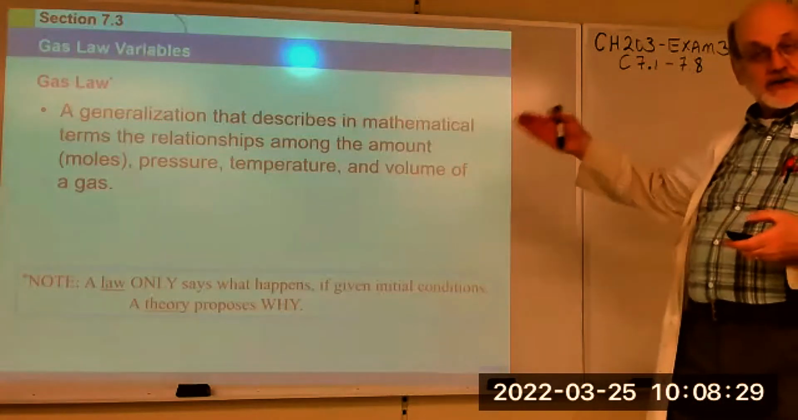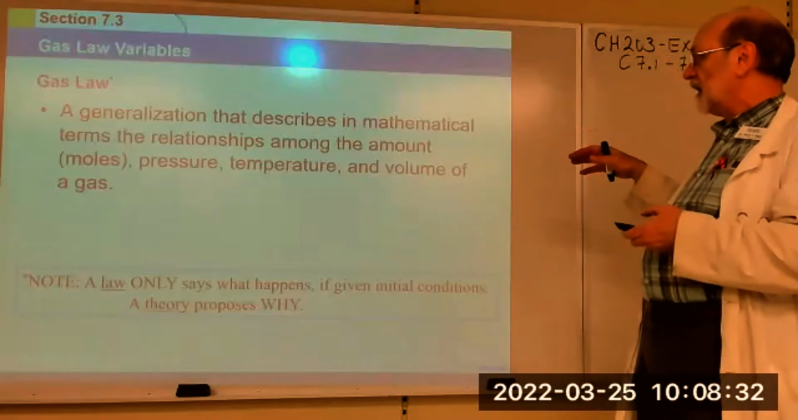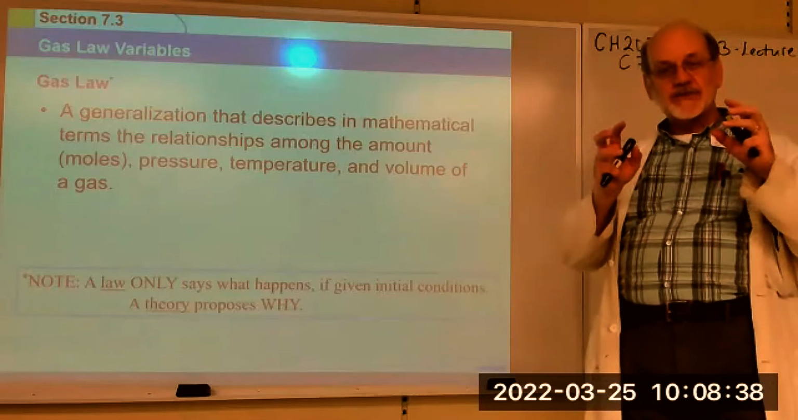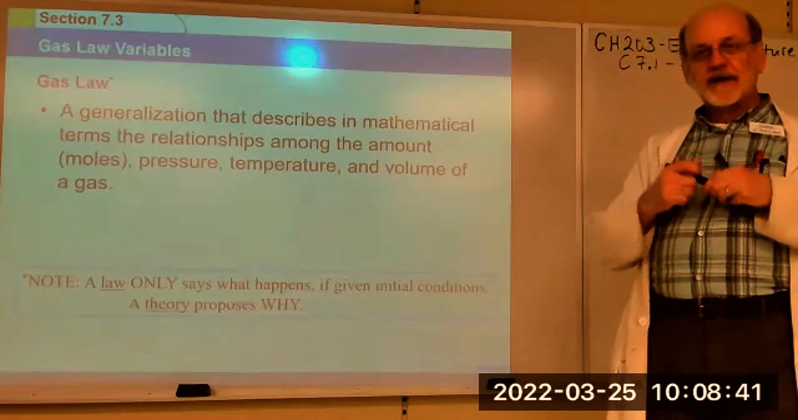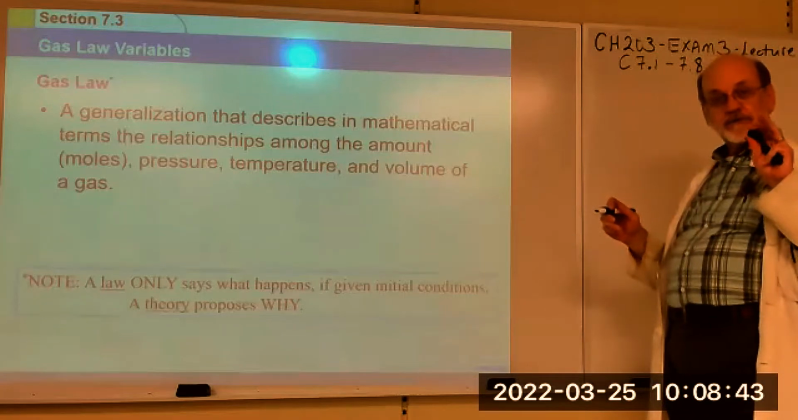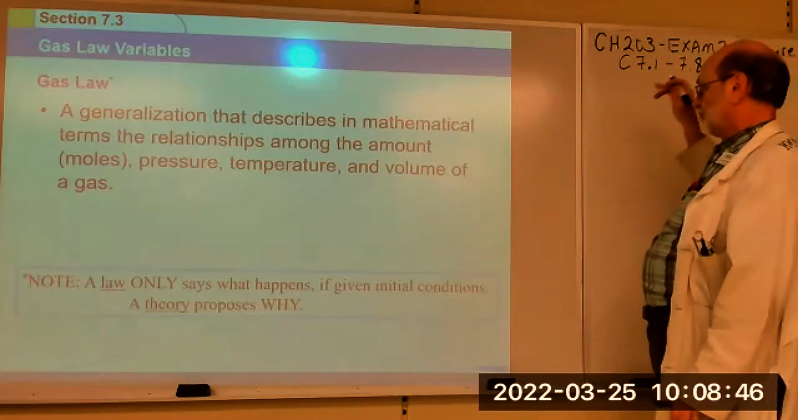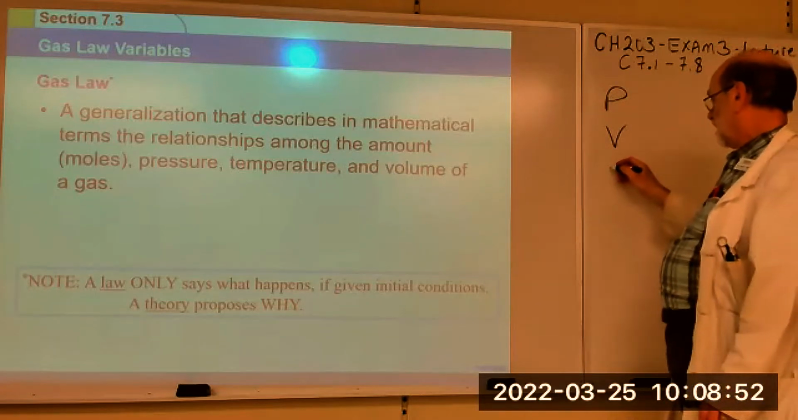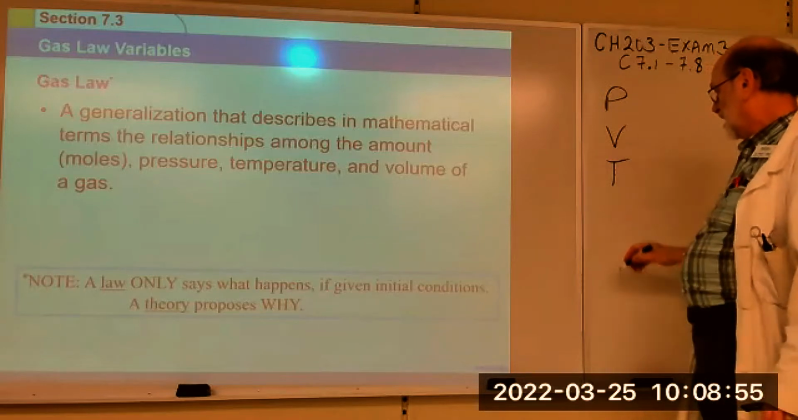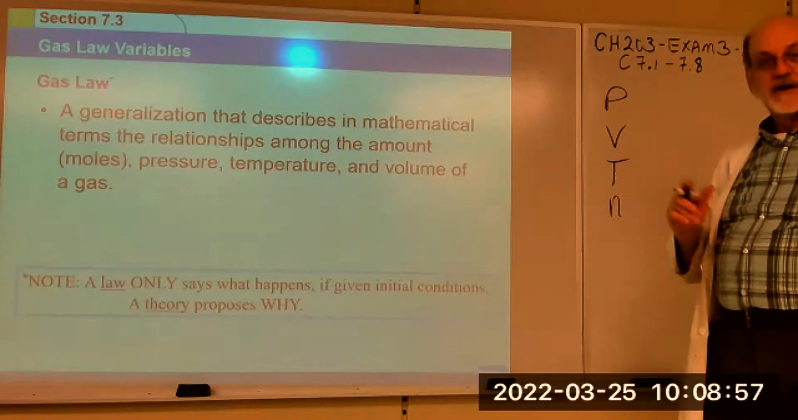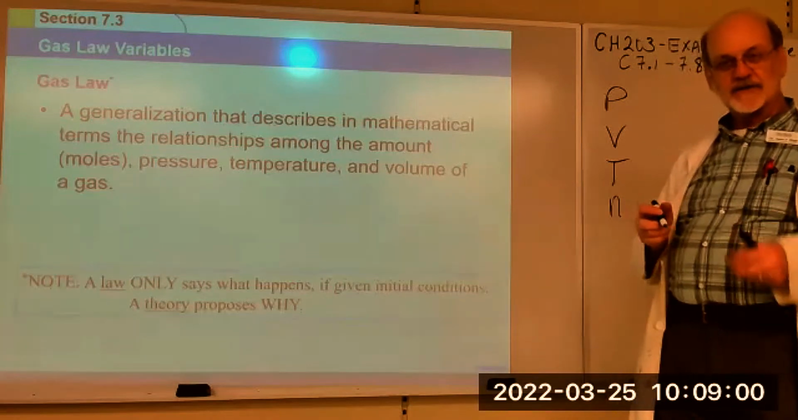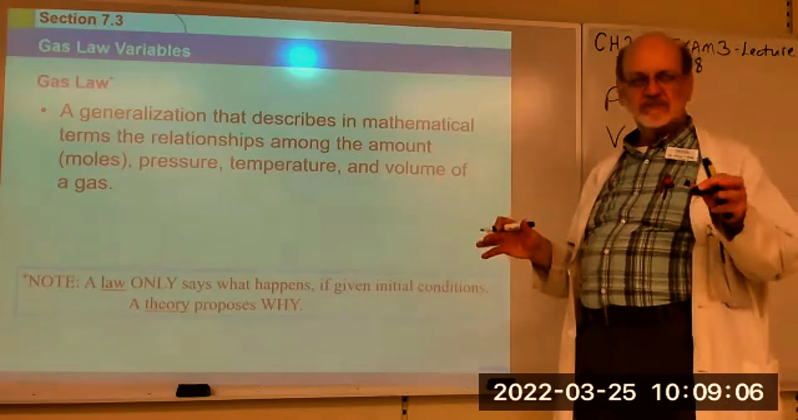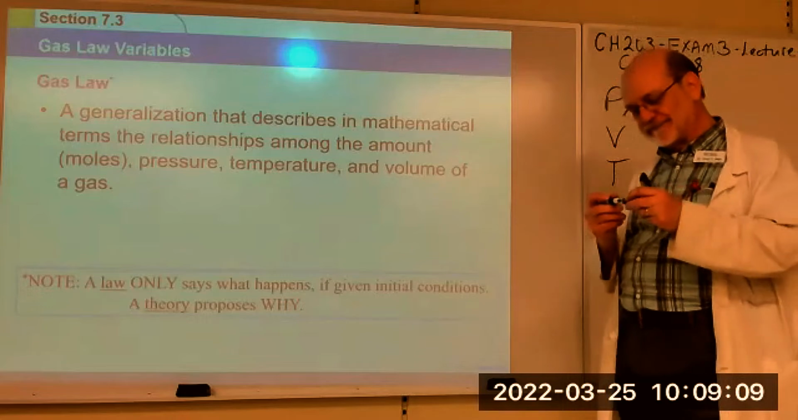So we get these mathematical expressions for the gas laws that describe relationships among measured quantities. Now, when we describe a gas, we only need 4 quantities. We need pressure, volume, temperature, and moles, the number of particles of gas. If we know these 4, we can describe its behavior perfectly for the ideal gas. Let's put it that way.